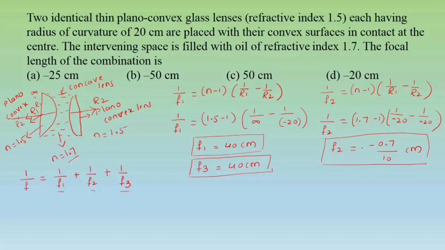Right. Now this is the value of 1 by F2. Now substitute all the values here. 1 by F equal to 1 by 40 centimeter minus 0.7 divided by 10 plus 1 by 40. Substituting all the values, we will get F equal to minus 50 centimeter. So the focal length of this combination is minus 50 centimeter, that is option B.